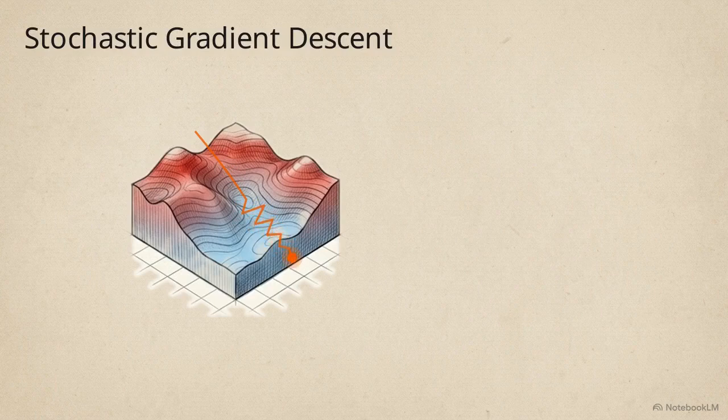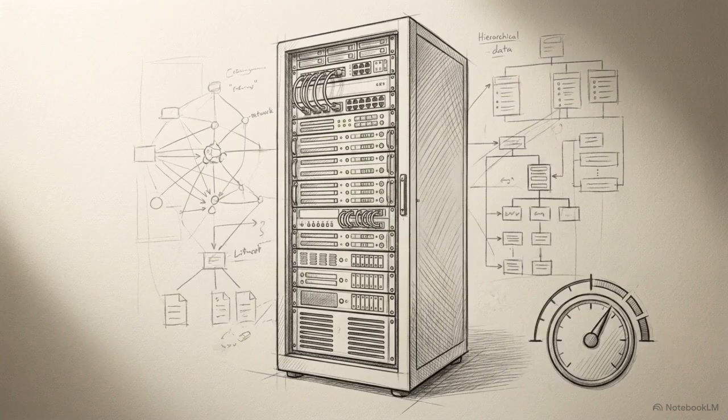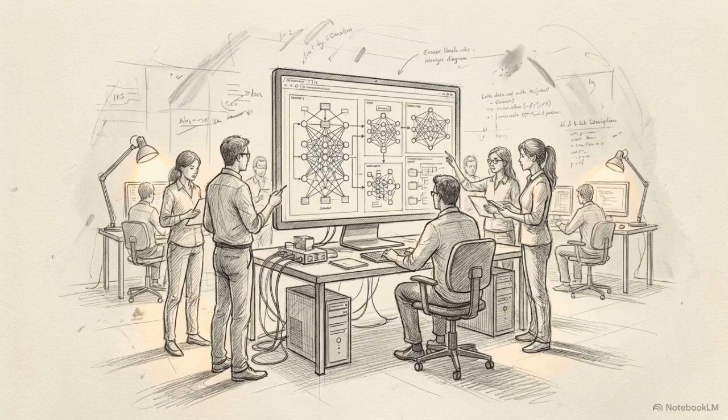To save time, researchers often use a stochastic approach, taking many randomized steps to find the valley floor faster. This is coupled with backpropagation, which sends these mathematical corrections backward through the layers to update every connection at once. This automated optimization engine allowed researchers to train networks with hundreds of layers. It effectively ended the AI winter, proving that deep models could learn from their own data.